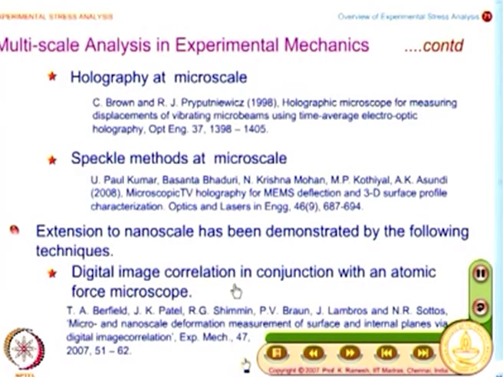And here you have a paper published in 2007 by T. A. Berfield in Experimental Mechanics, you can put it as EM. This is on micro and nanoscale deformation measurement of surface and internal planes via digital image correlation. As I had mentioned earlier, you need the lead author, name of the journal and page reference. This should be sufficient for you to go and search for the paper.